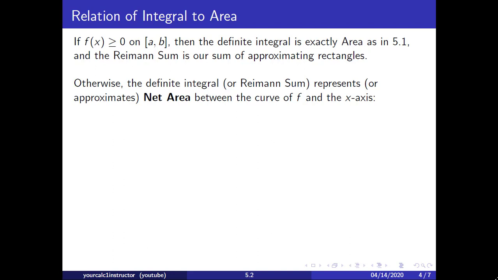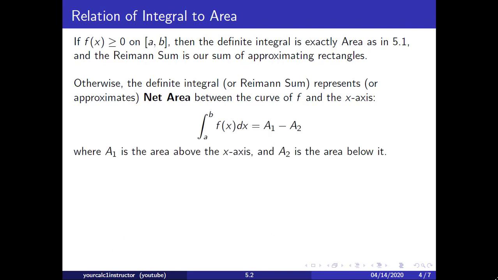And what do we mean by net area? The integral from a to b of f of x dx is A1 minus A2, where A1 is all of the area that is above the x-axis, and A2 is the area below it. Remember that both areas are still trapped between the curve of f and the x-axis.